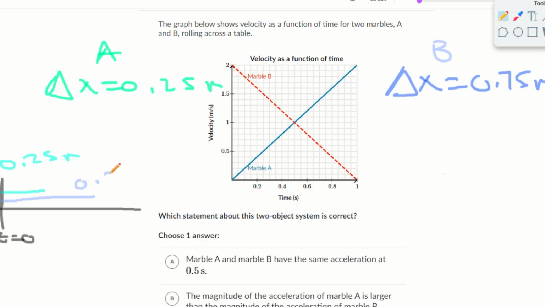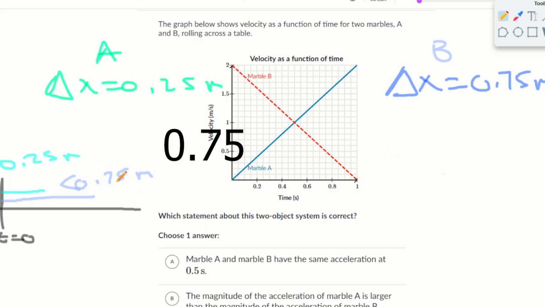And we have marble B, who has traveled right here, 0.75 meters. And if we think about this, choice C is asking if marble A and B are at the same point at time equals 0.5 seconds. Well, that is just not true at all. Because here we can see that marble B has traveled 0.75 meters from where they started, and marble A has traveled 0.25 meters from the beginning, telling us that 0.75 meters is way greater than 0.25. So we know that they are not at the same place.